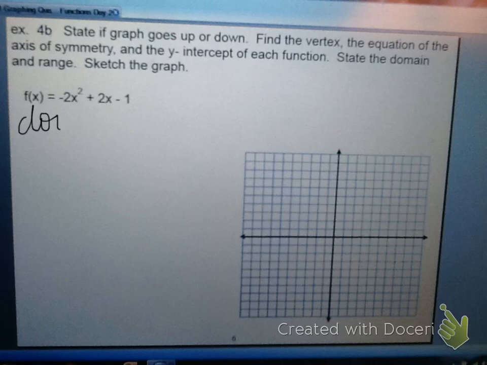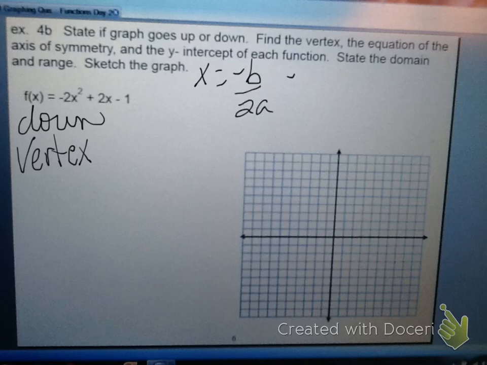This is going down from the vertex. The x value of the vertex is -b over 2a, so that's -2 over 2 times -2, which is -4, which is 1/2. Oh, this is why I skipped this problem, because of the fraction. And we're going to go ahead and skip this one.